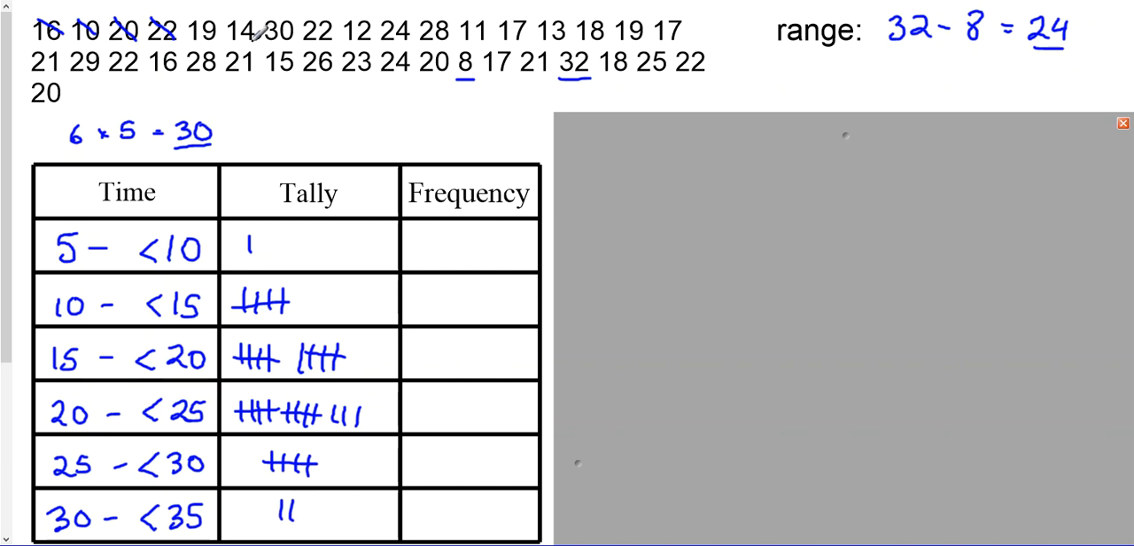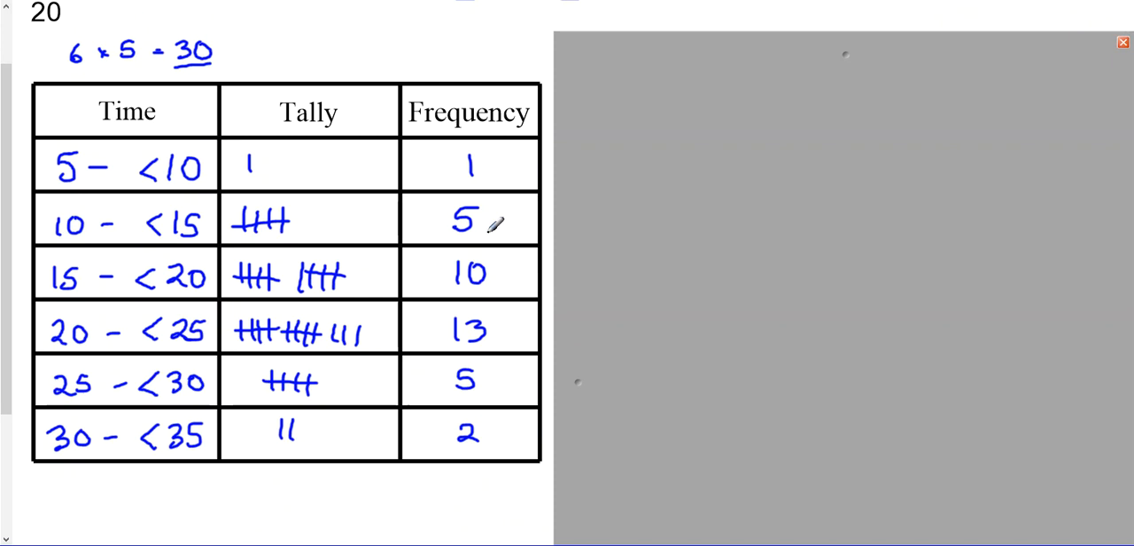By the time I'd gotten to there, I would have crossed off all of these numbers. The frequency is just the number of things that are in that tally. So I've got 1, 5, 10, 13, 5, and 2. I should double check that those things add up to the number of data points that I expect: 6, 16, 26, 29, 31, 36, okay, which is the number that I expected.